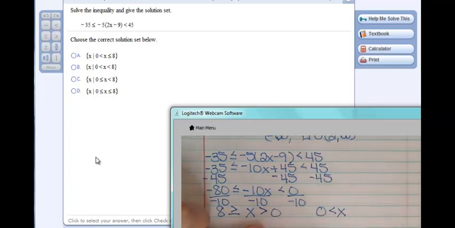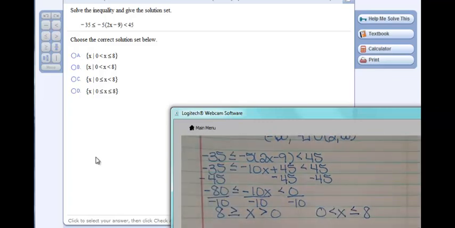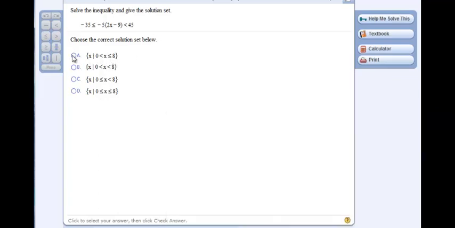We're going this way. You're just reading the problem right to left then. And x is less than or equal to 8. Does that look like any of our answers over here? We have x is less than, and then less than or equal to 8. So let's do A. And we got it right.